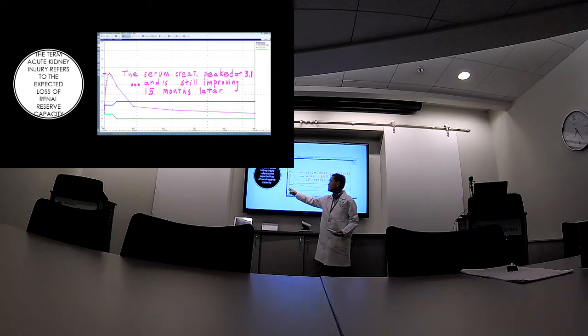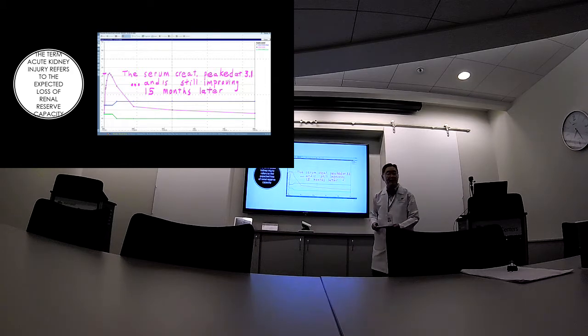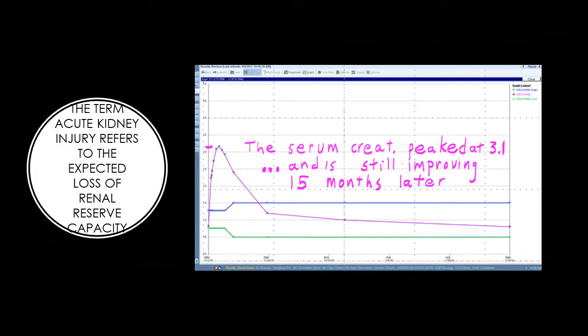And possibly his baseline was even lower, like 0.6 or something like this, in this otherwise healthy individual. So the good news is his creatinine continues to improve. Bad news is it's never going to return to baseline. So he's always going to have some loss of reserve capacity.